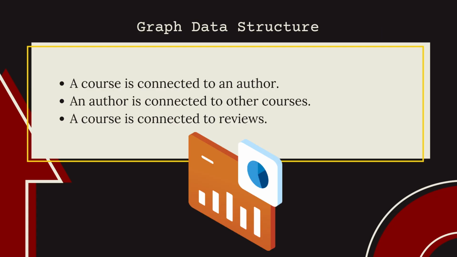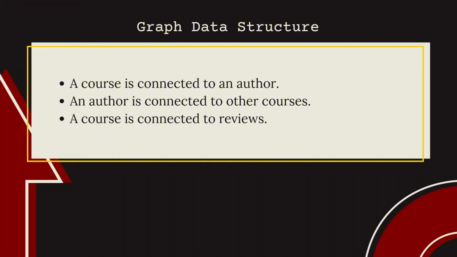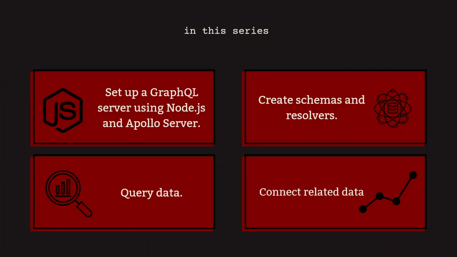Now imagine your data like a web or a graph, okay? So a course is connected to an author, who is connected to other courses, and a course is connected to reviews. Now with GraphQL, you can jump in anywhere and navigate the connections. That's why it is called Graph.